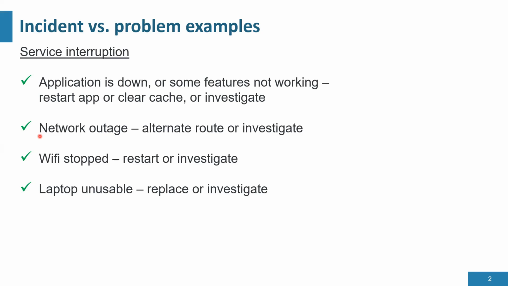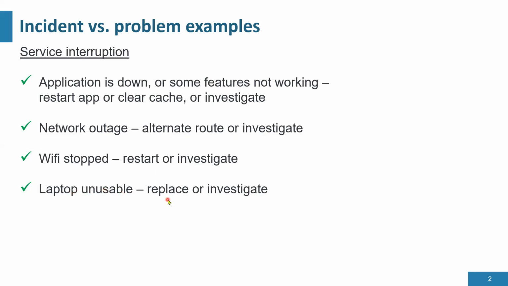Should we route it through an alternate network? That's incident management, immediately reducing the impact of that incident, and or investigate it further to know the cause and then understand where the error is and find a proper solution for it. And that is problem management. Wi-Fi has stopped working. Restart the Wi-Fi. If you are in luck, then that incident is resolved. But then if not, you need some investigation, therefore problem management.